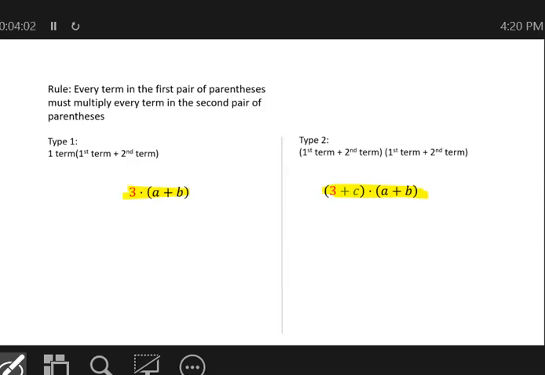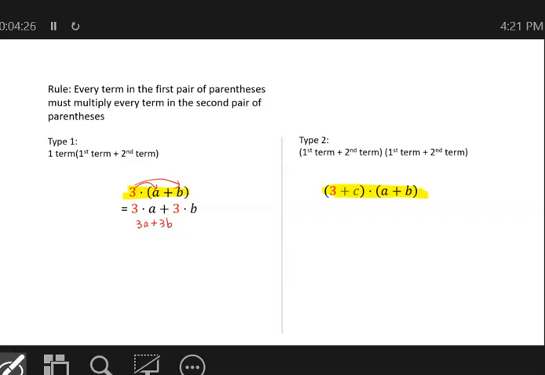We have been using the distributive property to get rid of the parentheses. So what we do is distribute 3 to everything inside. So we're going to get 3 times A and 3 times B. Of course, that's just the multiplication sign, and the dot can be omitted. So we could just write it as 3A plus 3B, and that is the answer.